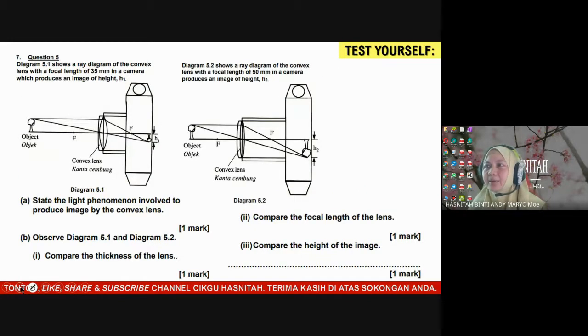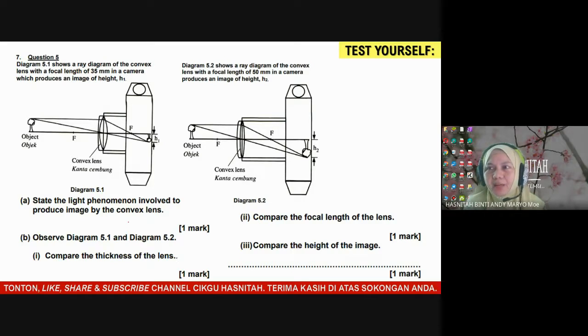This is a question related to the magnification, power, and focal length. Let us look at it a bit. This is an SPM past year question. First one, students, you are given diagram 5.1 and 5.2. Both are using a convex lens, and here you can see they are of a different thickness. The first question: state the light phenomenon involved to produce an image of the convex lens. So what is the light phenomenon involved here?